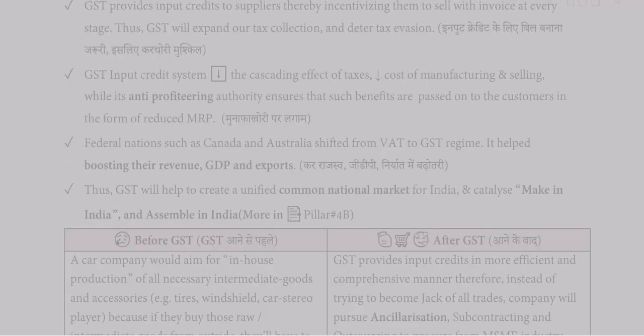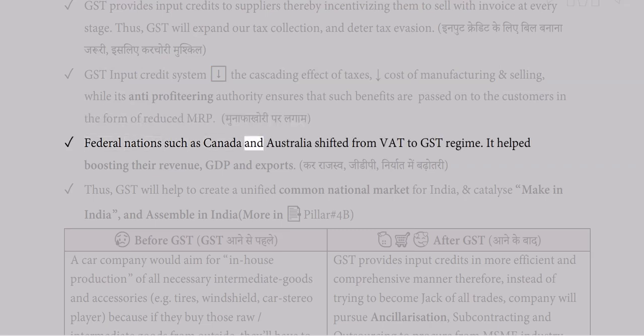GST provides input credits to suppliers, thereby incentivizing them to sell with invoice at every stage. Thus, GST will expand our tax collection and deter tax evasion. GST input credit system reduces the cascading effect of taxes on the cost of manufacturing and selling, while its anti-profiteering authority ensures that such benefits are passed on to the customers in the form of reduced MRP.